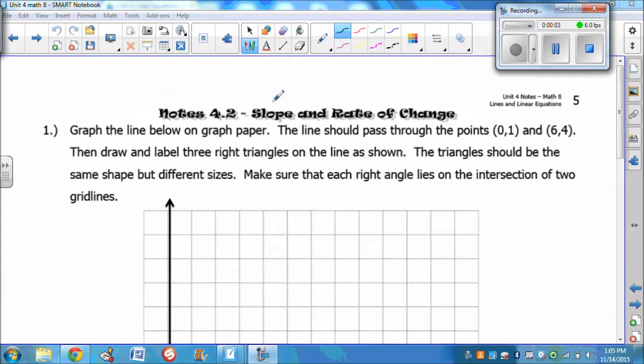Slope and rate of change. So in our last lesson we talked about the rate of change. Now let's see how those two, slope and rate of change, are the same exact thing.